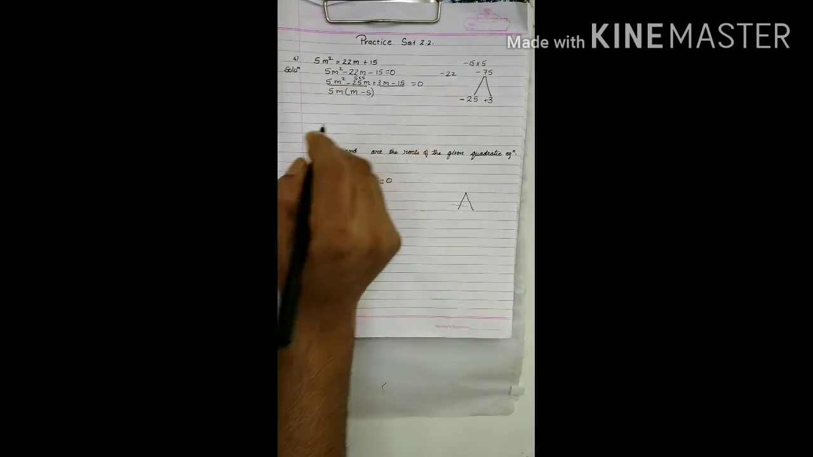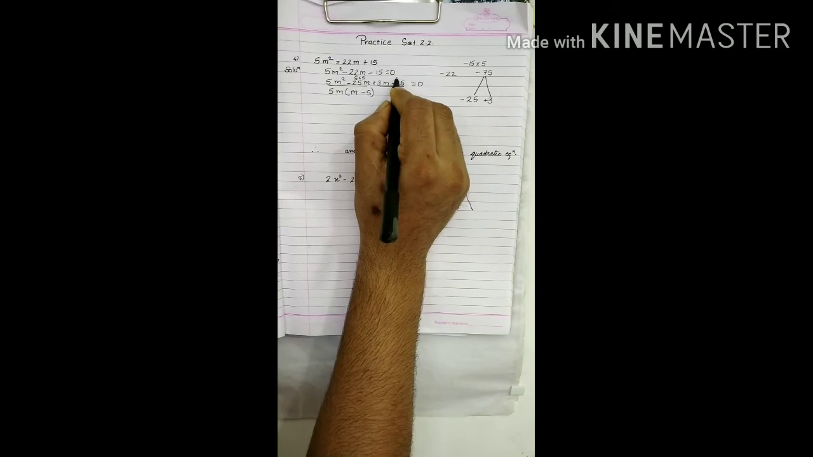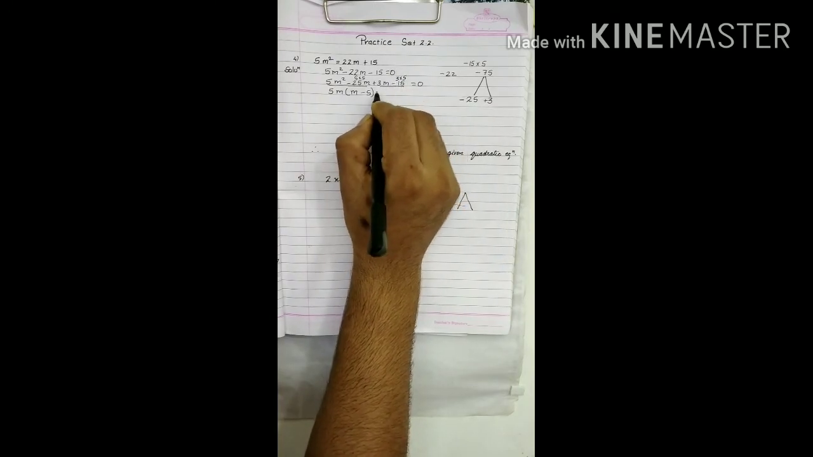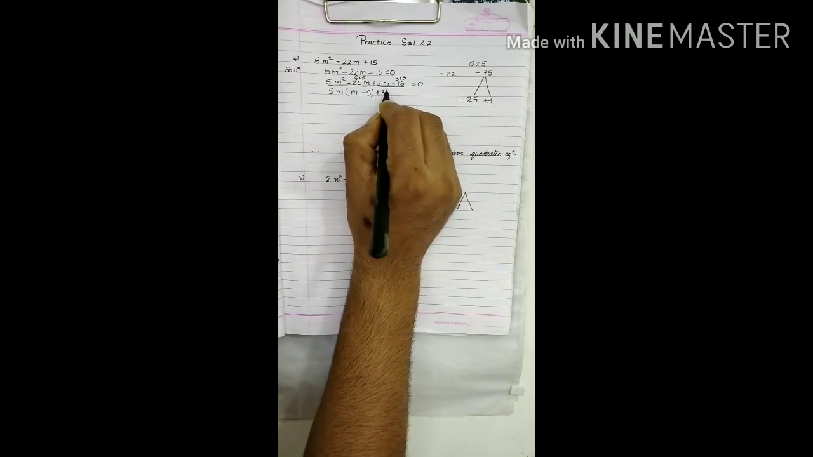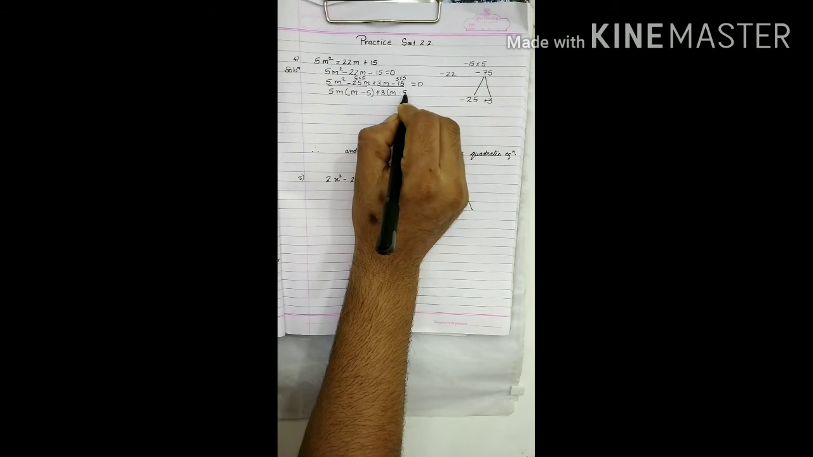Now, here I can take out 3 common. So this is 3 into 5. So I take out 3 common. So what will be left? M is left here. 3 has gone out, so only 5 will be left.